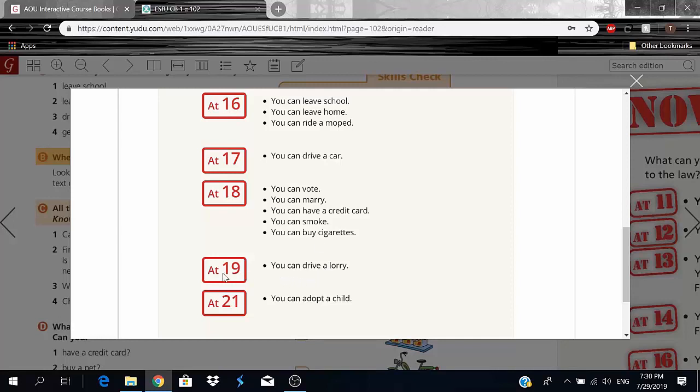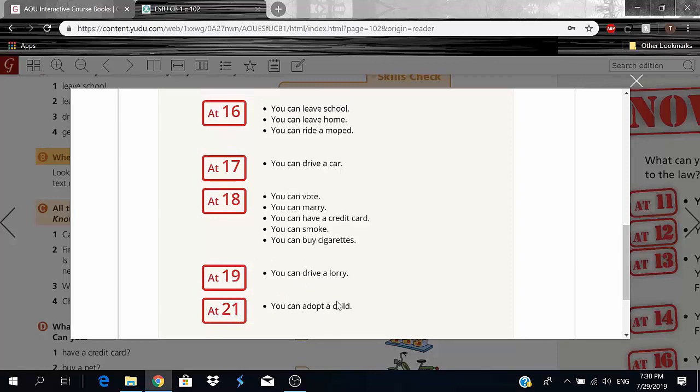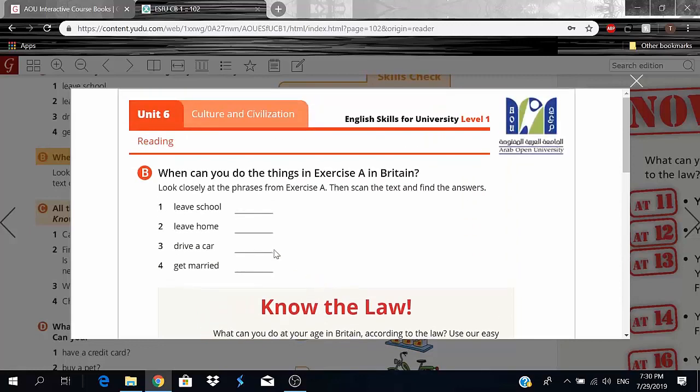Then we have at 19, you can drive a lorry. And finally, at 21, you can adopt a child. Okay, so now let's go here. Here we have first one is leave school.